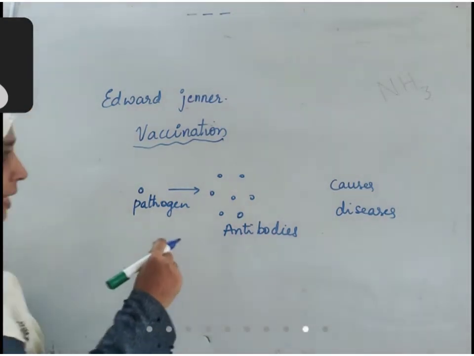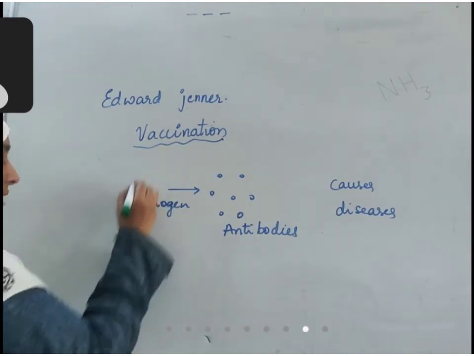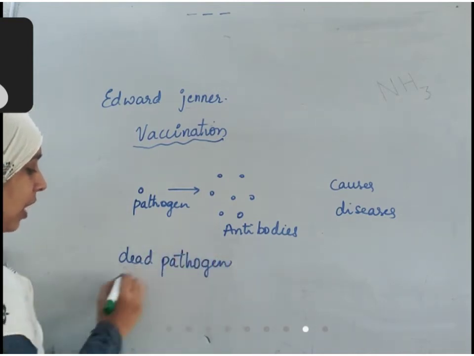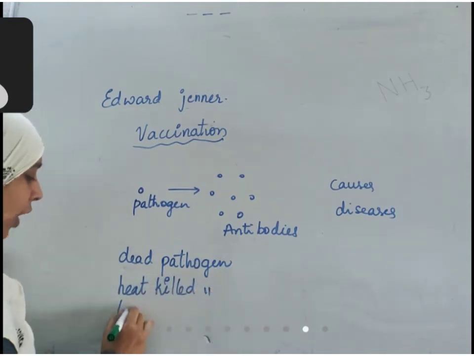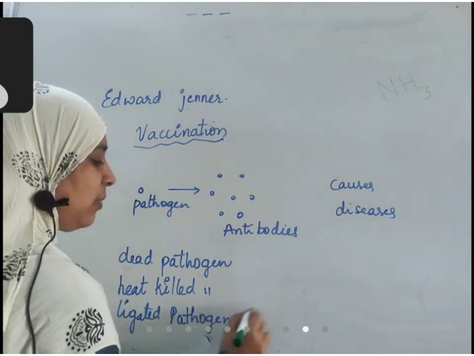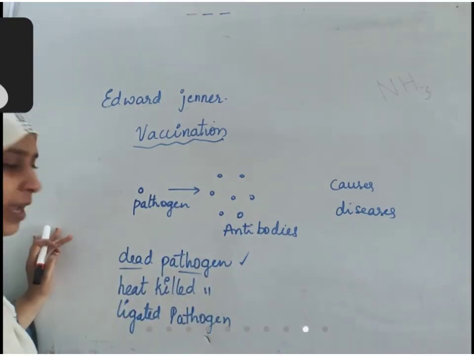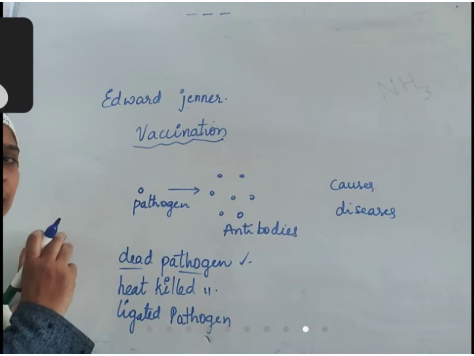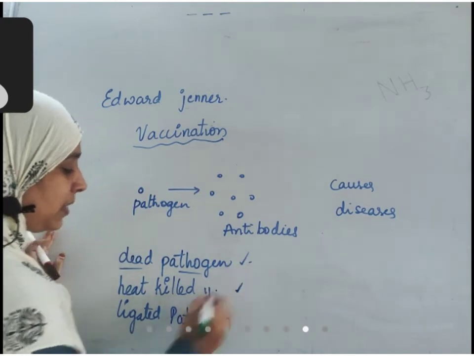So, what does vaccination mean? In vaccination, a dead pathogen or heat killed pathogen or ligated pathogen is used. First, you understand what is dead pathogen. The pathogen will be killed by any means, and that is one type of vaccine, heat killed. The pathogen that is present in that sample will be killed by applying heat, and that heat killed pathogen will be present in the vaccine.